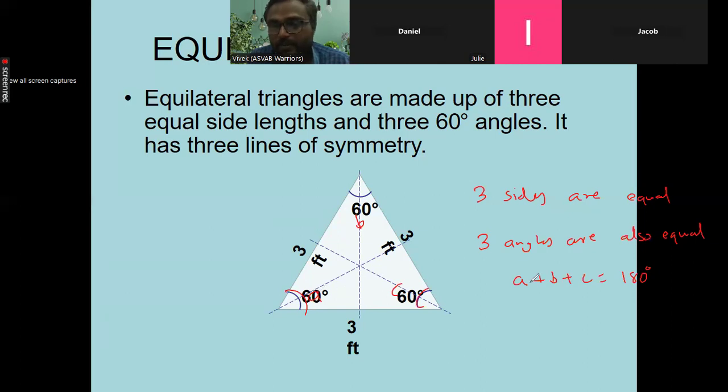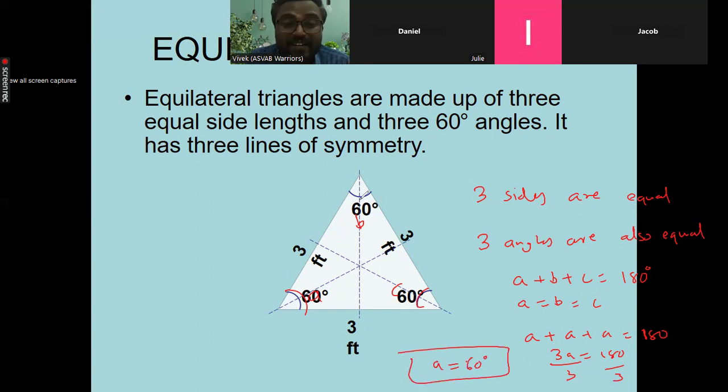Now because all the angles are equal, A is equal to B is equal to C, I'll write everything as A plus A plus A is equal to 180 degrees. Therefore 3A is equal to 180 degrees. Divide both sides by 3. What do I get? A is equal to 60 degrees. So what did we understand? In an equilateral triangle, all the angles are equal to 60 degrees. All sides are equal and all angles are also equal. I hope you understood it.